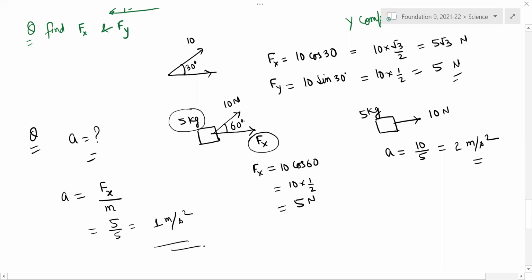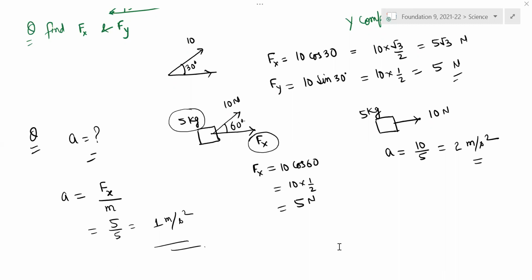Yes or no? Yes, sir, we can directly just halve the previous acceleration. Of course it will become half, no? Because that component, the force component in the x axis, is coming how much? No, sir, I'm saying we can just directly do that.